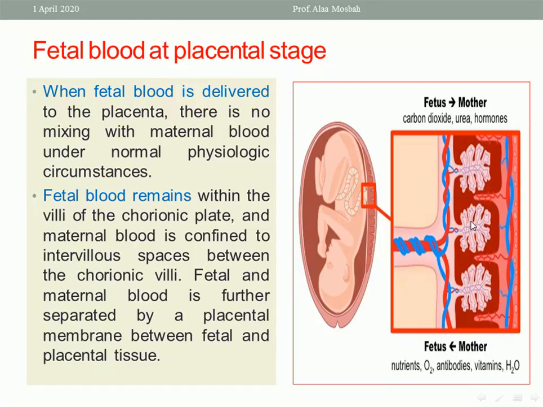The chorionic villi, which contain the vessels of the umbilical cord, don't mix with the maternal pool of blood around them. And there is what is called the placental barrier. Through this placental barrier, oxygen and nutrients diffuse from mother to fetus, and CO2 passes from fetus to the mother.